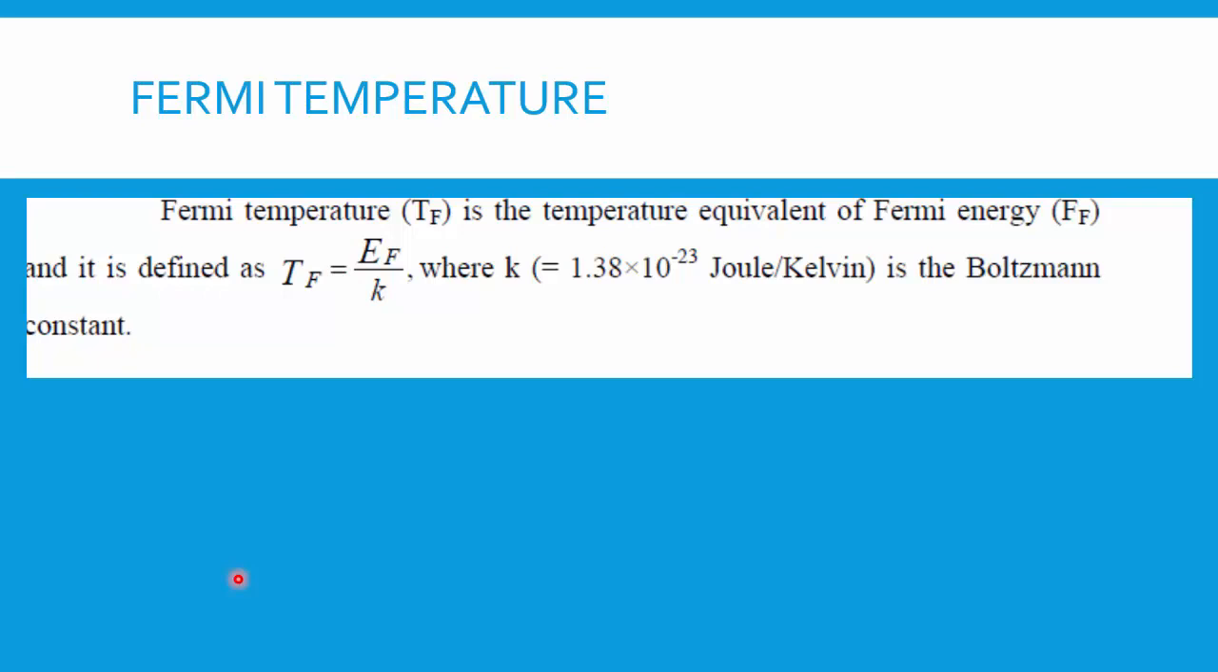What is K? K is called the Boltzmann constant. The value is 1.38 × 10 raised to minus 23 joule per Kelvin. It has another value in terms of electron volt. If you want to express this in electron volt, you will get 8.6 × 10 raised to minus 5 electron volt per Kelvin. So if I want to convert this into Fermi temperature, then the Fermi temperature is equal to EF by K.